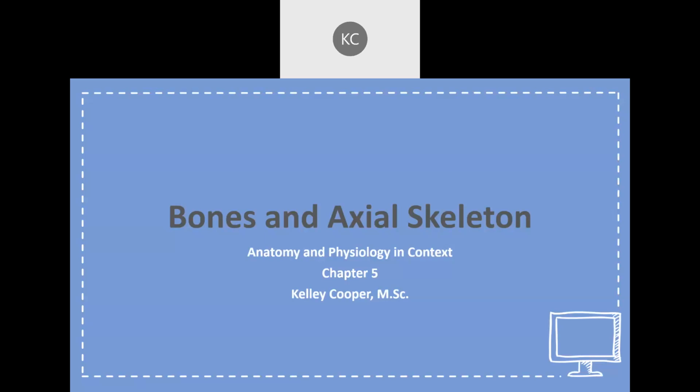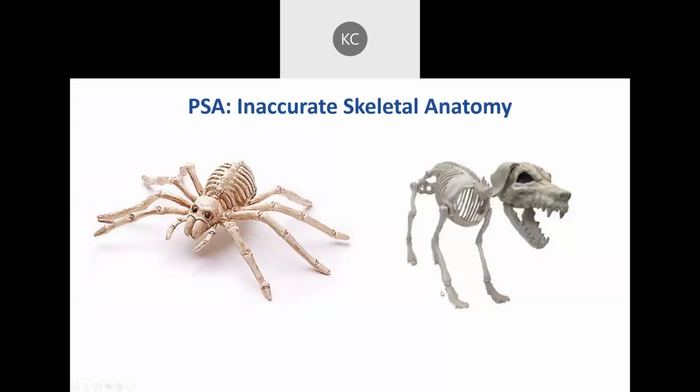Okay, so let's see here. To begin, there are oftentimes some incorrect beliefs towards the skeletal system and what things are made of bone, or what animals are made of bone, or what parts of them are made of bone. So here you have two common examples. Here you have a spider and you have a canine, right? You have a dog. These are completely inaccurate skeletal features.